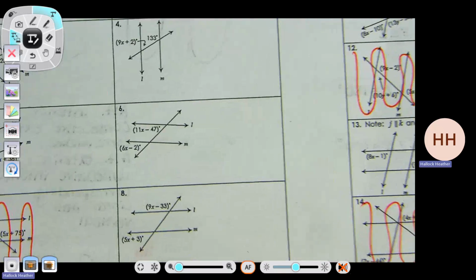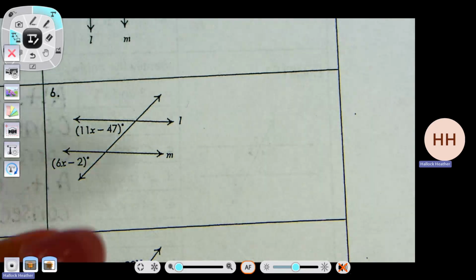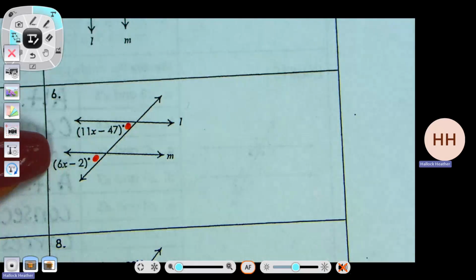For 1 through 8, your directions say: if L is parallel to M, classify the marked angle pair and give their relationship, then solve for X. For 1 through 8, it just wants to know the vocabulary word. So look at your vocab. Take a second. You have this one and this one, corresponding. They're in the same spot, just lower down. So these are corresponding. I'm going to write that small at the top.